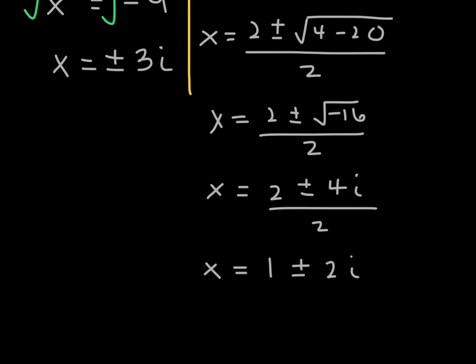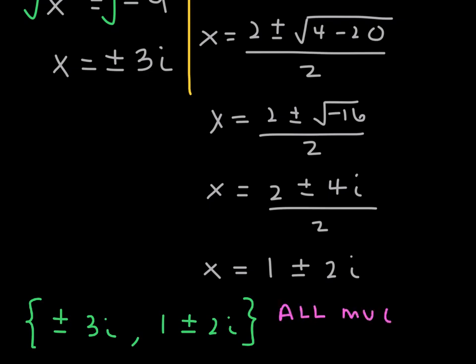All right, so our final solution set will be written as follows. Plus or minus 3i, comma, 1 plus or minus 2i. Now, all of these zeros have multiplicity 1. Let me write that down. All multiplicity 1.